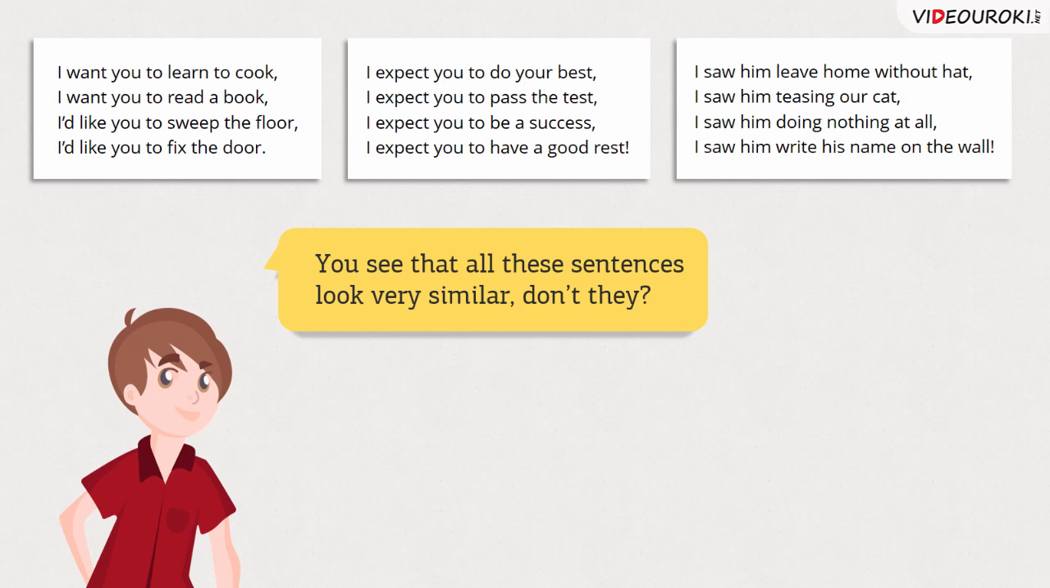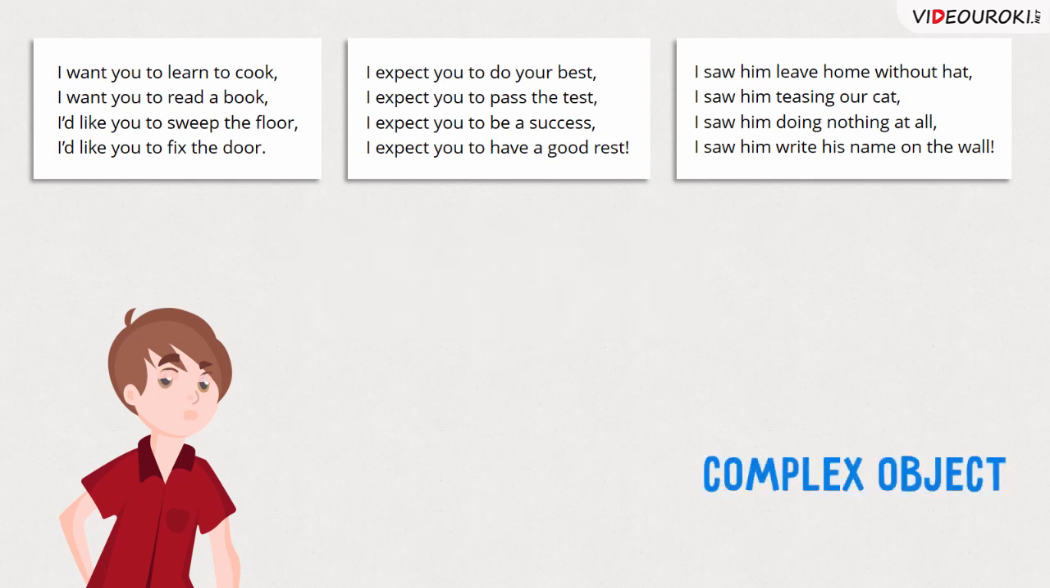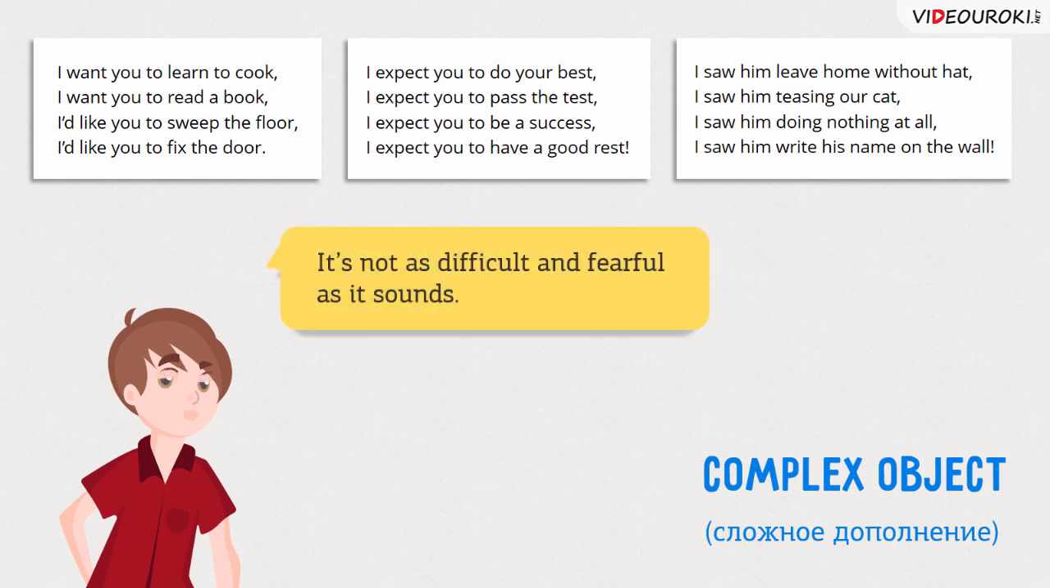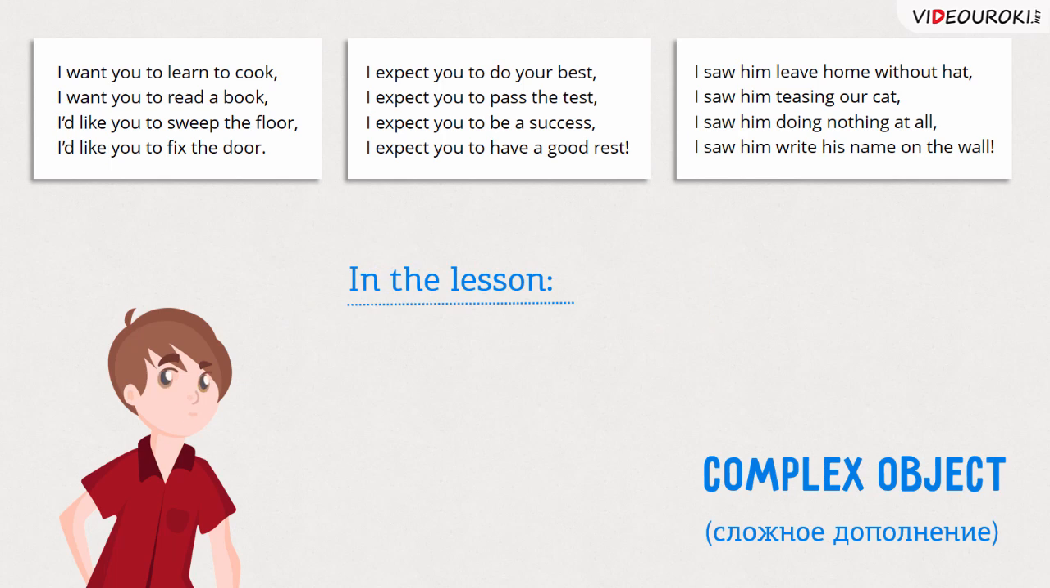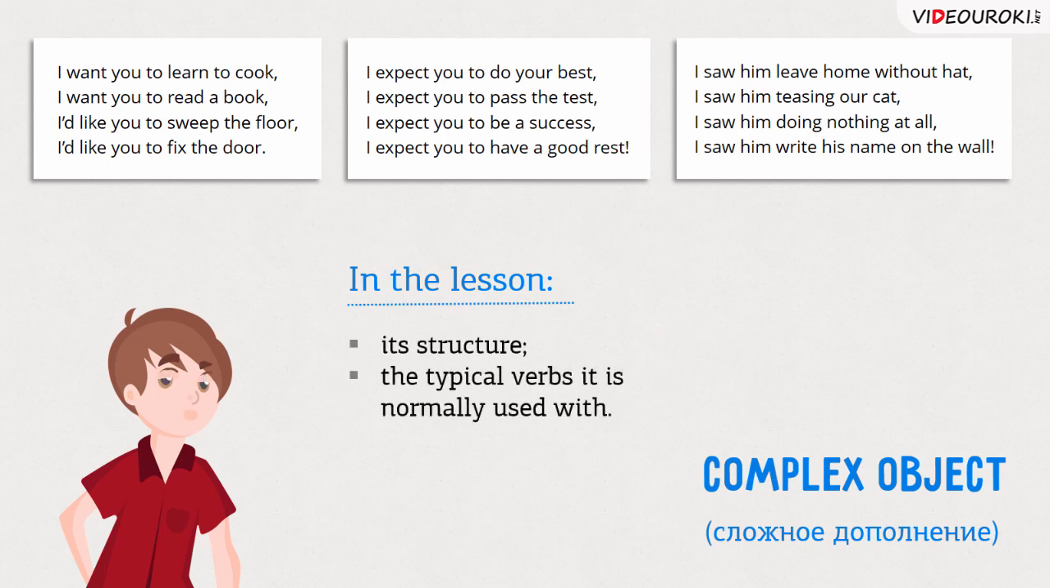You see that all these sentences look very similar, don't they? They all have the same construction, complex object, сложное дополнение. It's not as difficult and fearful as it sounds. In today's lesson, we are going to learn its structure and the typical verbs it is normally used with.